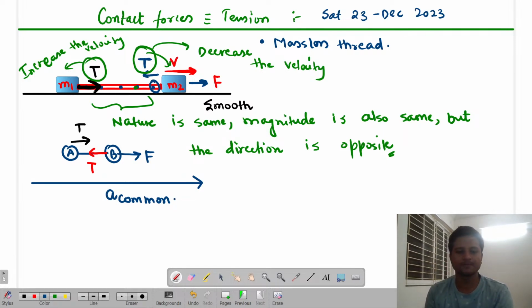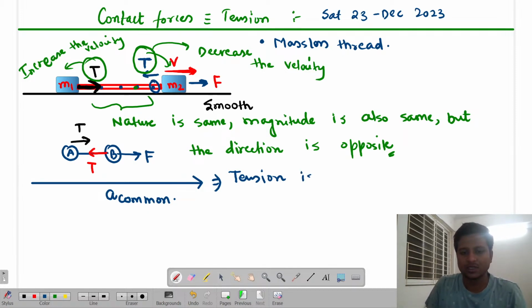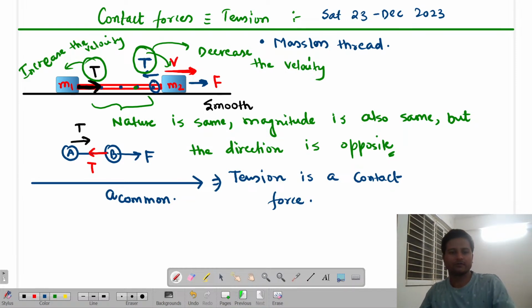Are my words making sense, yaar? And therefore, this tension, as it follows the nature of contact forces, is equal and opposite, same magnitude, but one will help, another will not help. We started calling that tension is nothing but a contact force. Are you able to get me or not? What we started calling tension, tension as a contact force. Is this clear or not? Are you able to get me? Is this clear?